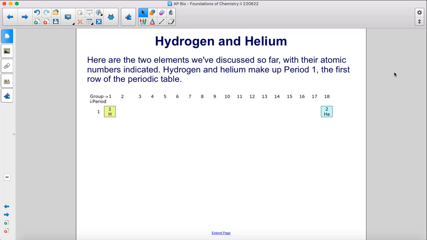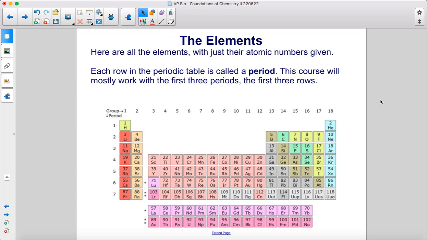Here are the two elements we've discussed so far, with their atomic numbers indicated. Hydrogen and helium make up period 1, the first row of the periodic table. Here are all the elements with just their atomic numbers given. Each row in the periodic table is called a period. This course will mostly work with the first 3 periods, the first 3 rows.